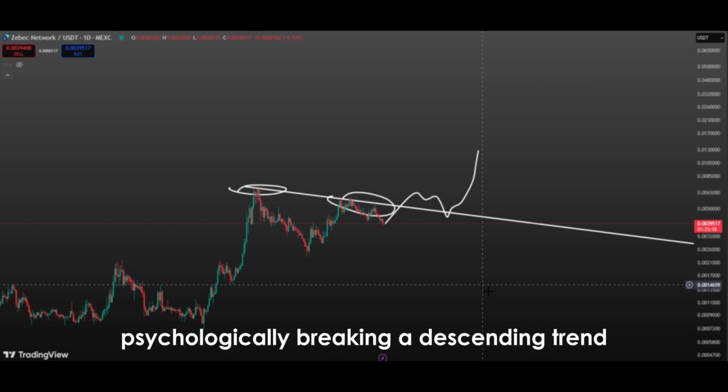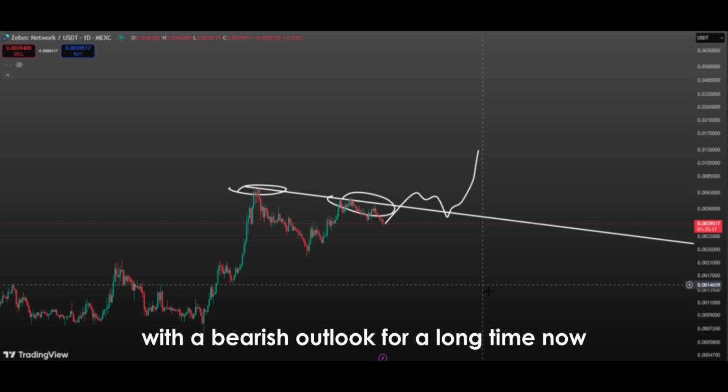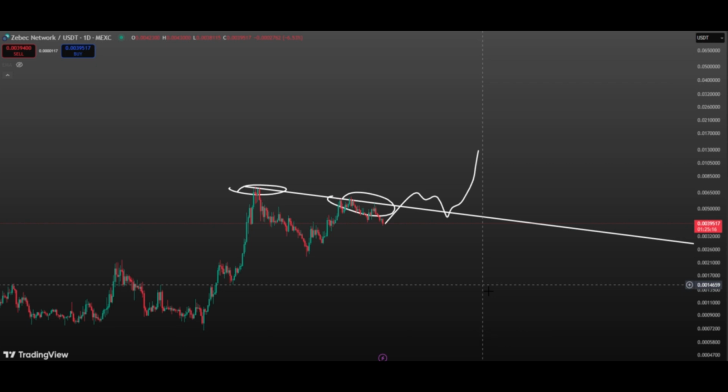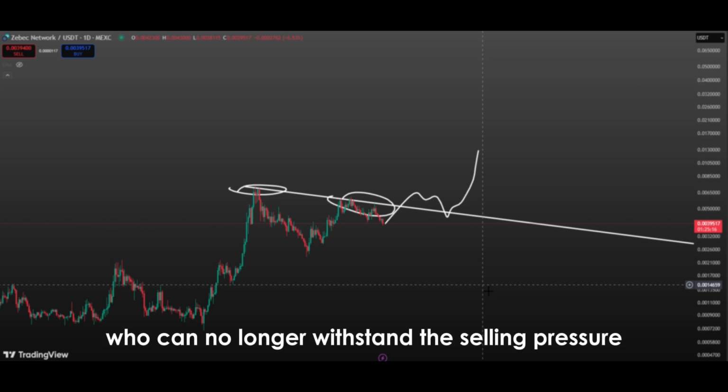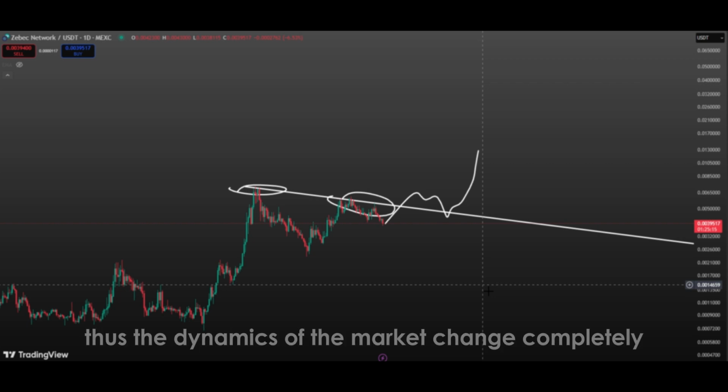Psychologically, breaking a descending trend is also a very important threshold. Investors who have seen the market with a bearish outlook for a long time now begin to seize buying opportunities. Investors who can no longer withstand the selling pressure and exit at a loss are replaced by new buyers. Thus, the dynamics of the market change completely.